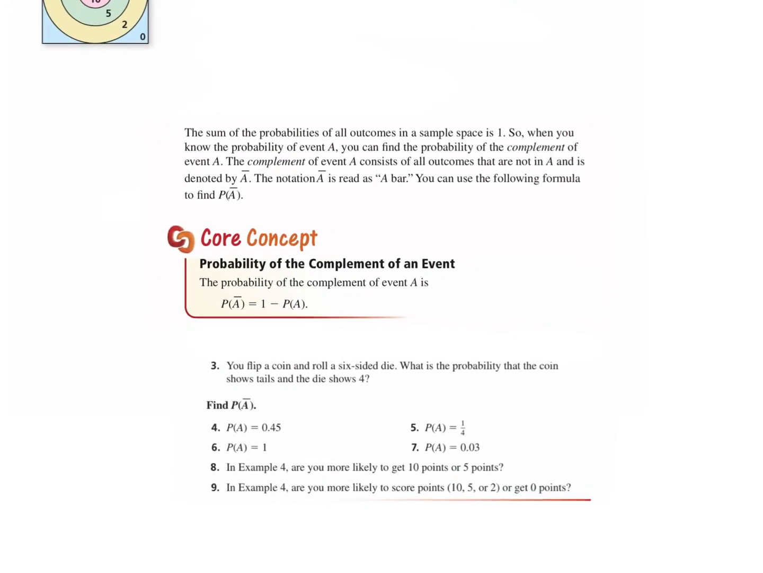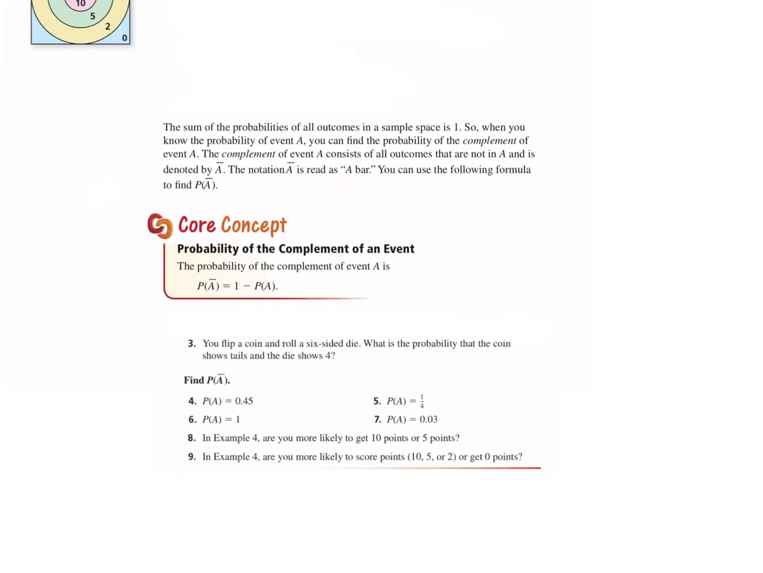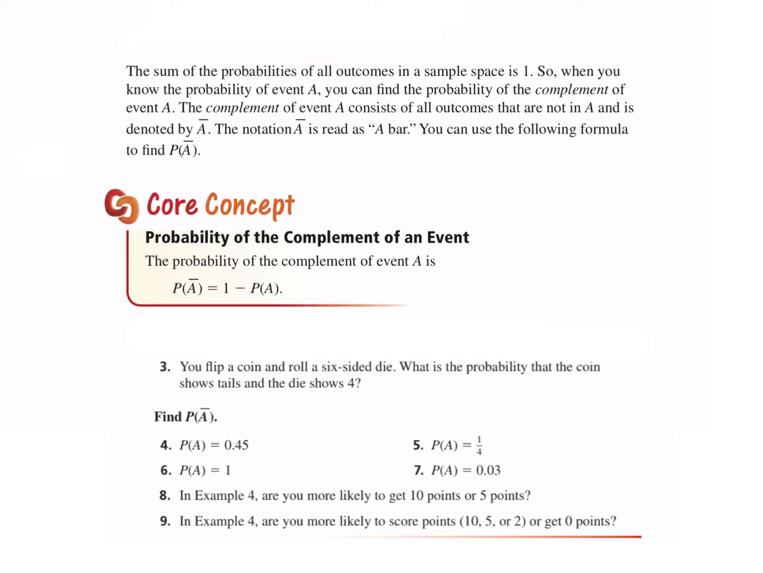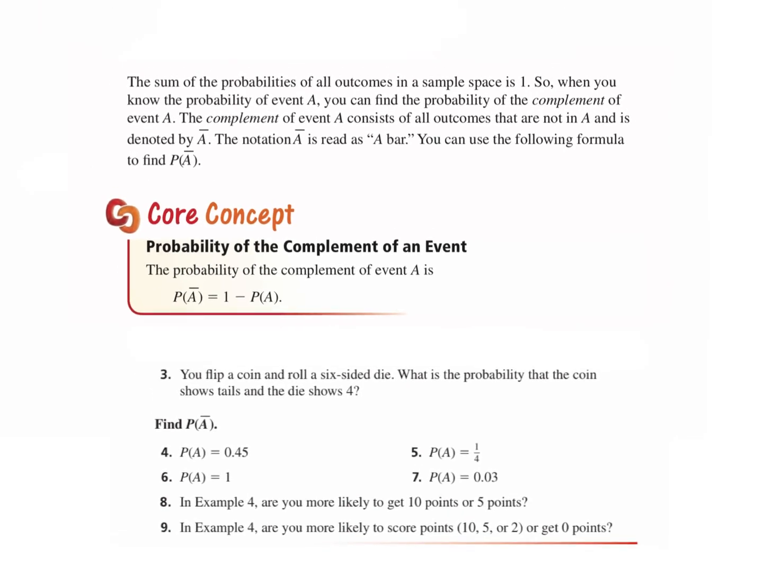Okay, we're going to look at the bottom of page 2 because it kind of explains what we're doing at the top. It's just out of order. So the sum of the probabilities of all outcomes in a sample space is 1. So when you know the probability of an event A, you can find the probability of the complement of the event. The complement of the event A consists of all the outcomes that are not in A.